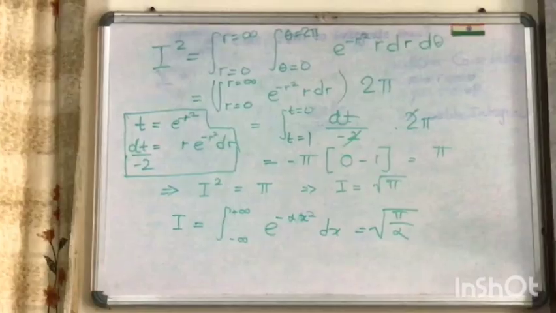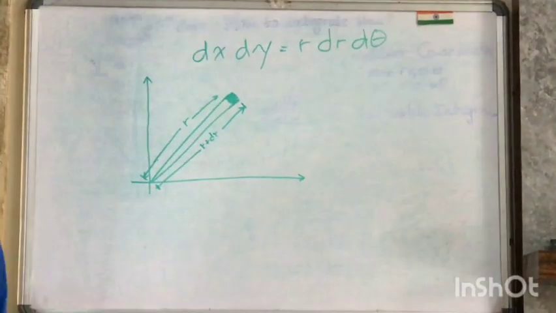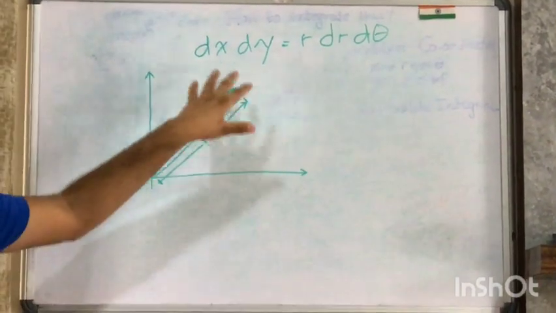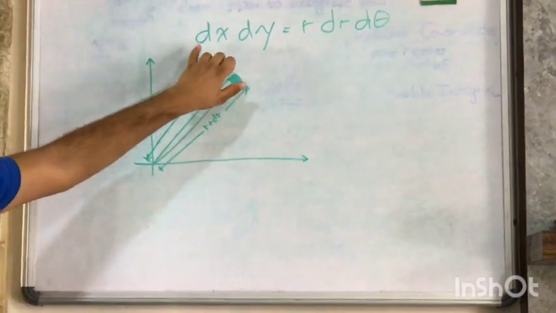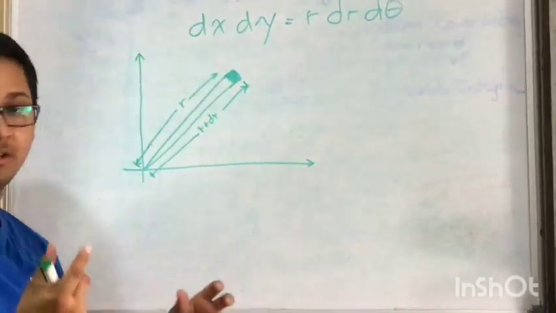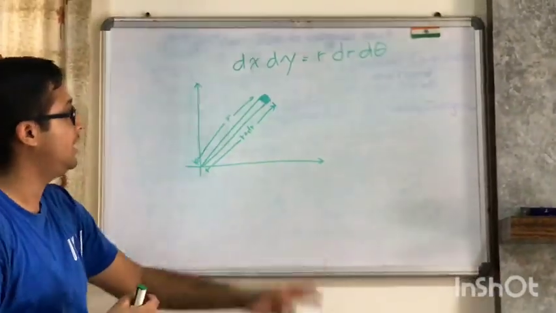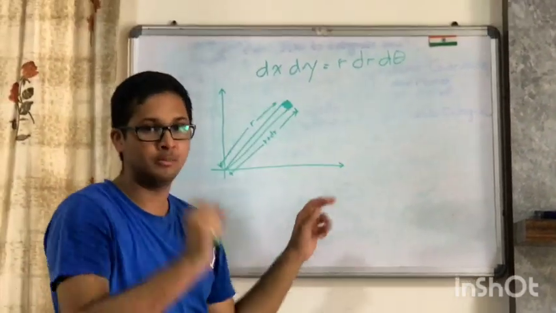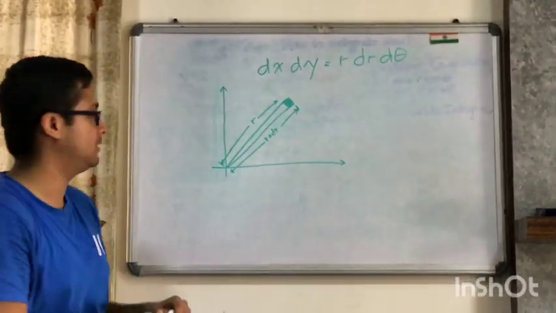Now we are into the extra part of the question, where we have to prove how the small area in the xy plane, which is dx into dy, is equal to r dr d theta, which is the small area in the polar coordinates.